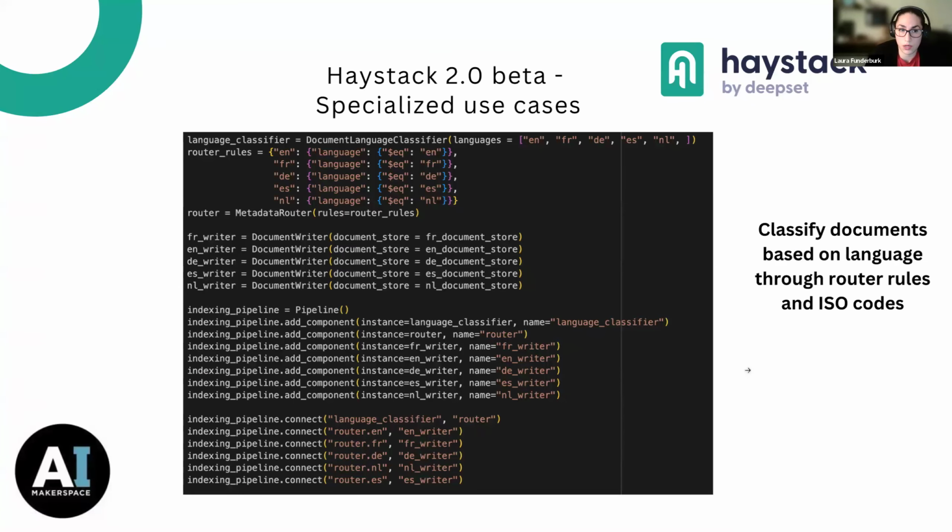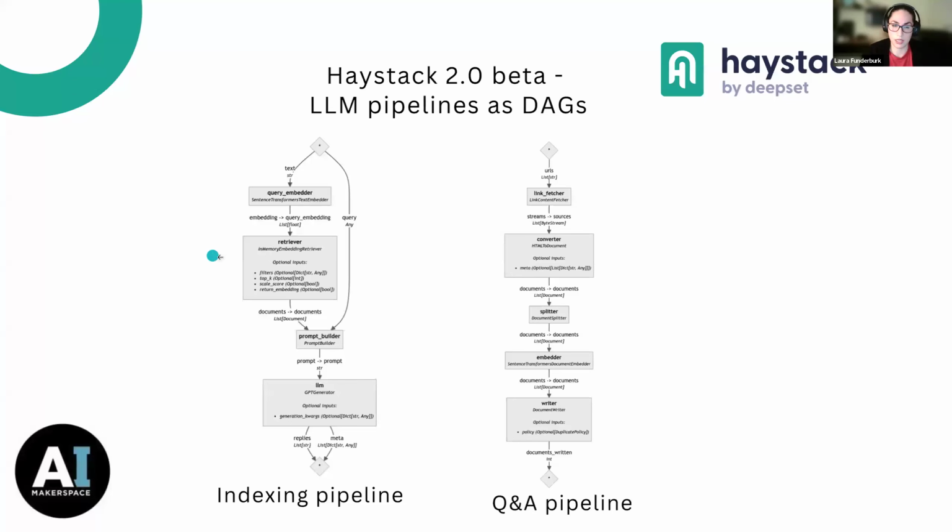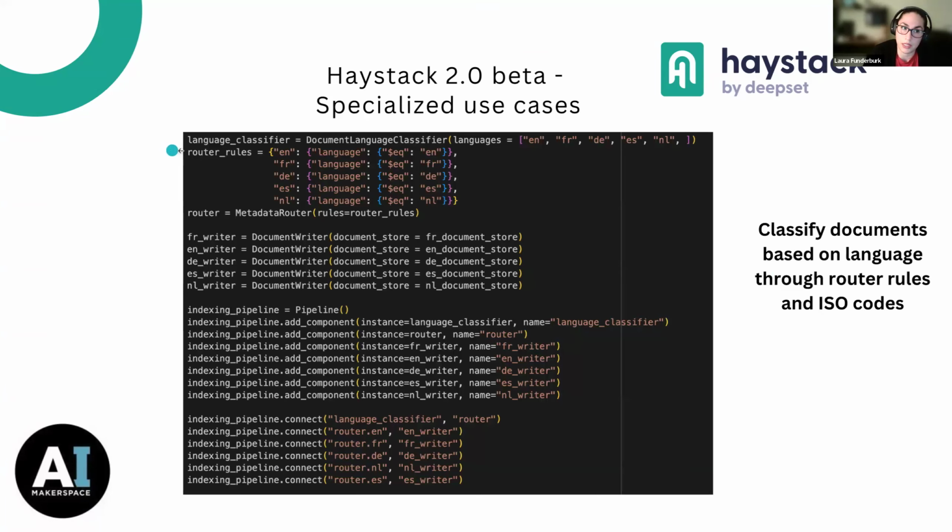So I think that's it in terms of the first 3 or 4 days of LLM pipelines as DAGs and MAGs, I guess, if we want to talk about multi-graphs. The next category of challenges was more focused on specialized use cases. Again, the format is always going to be the same. I initialize my components, I initialize my pipeline, I add the components to the pipeline, and then I connect the components to one another. So this specific use case is more geared towards classifying documents based on language.